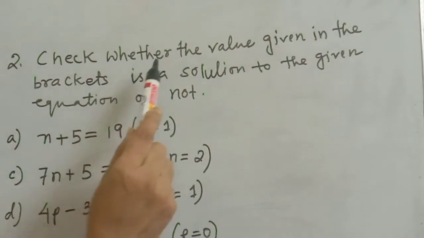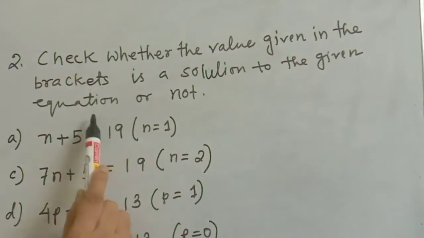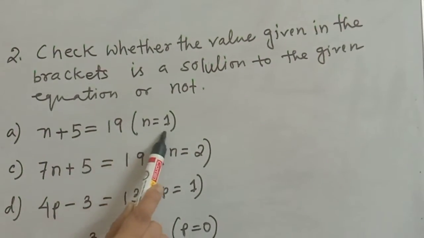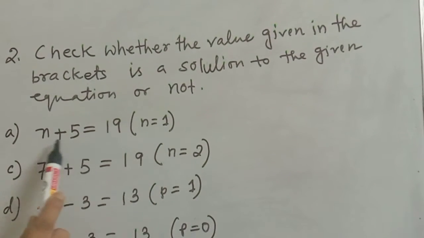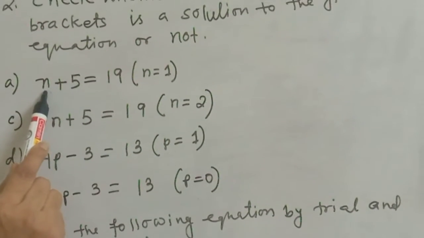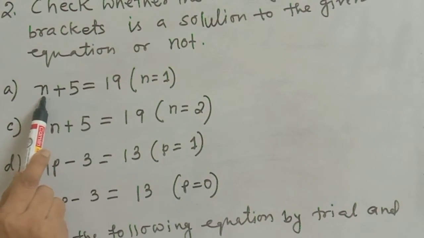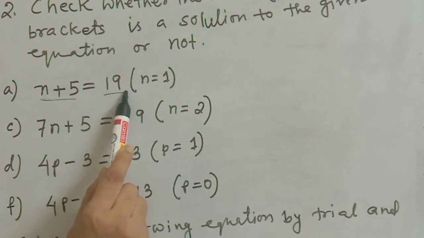Now come to the next question. Check whether the value given in the brackets is a solution to the given equation or not. Whatever the value given in the bracket, you have to check that it is the correct value of this equation or not. When you put the value in place of the variable, you have to check that the left hand side value is the same as the right hand side value or not.